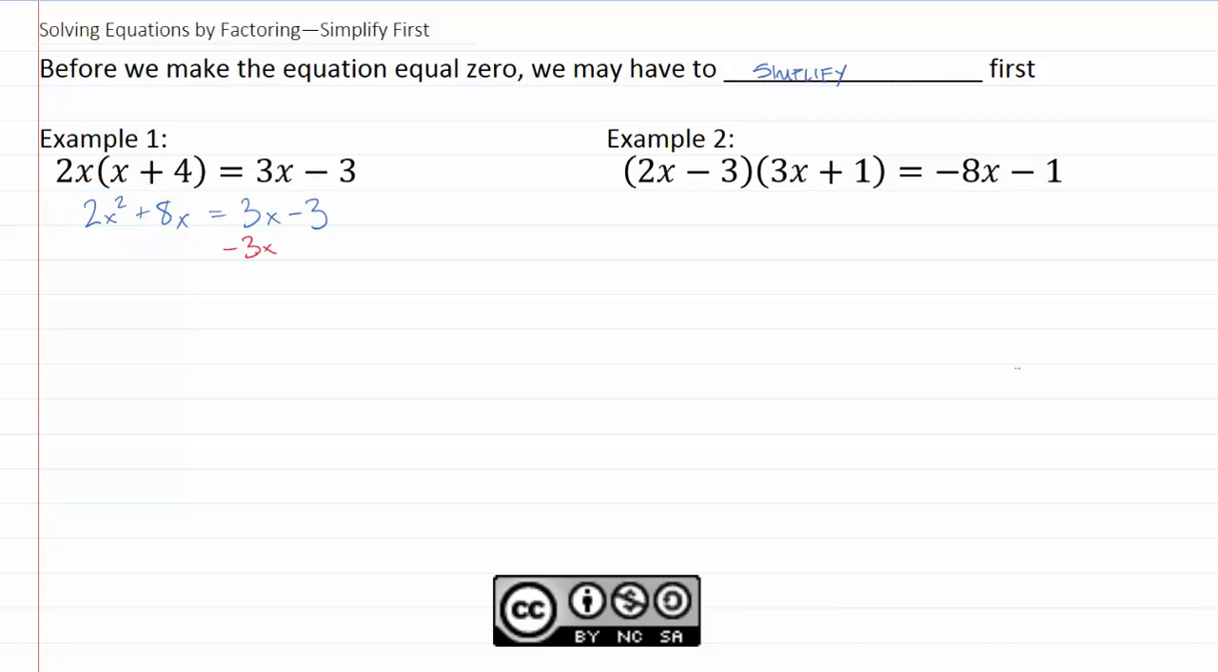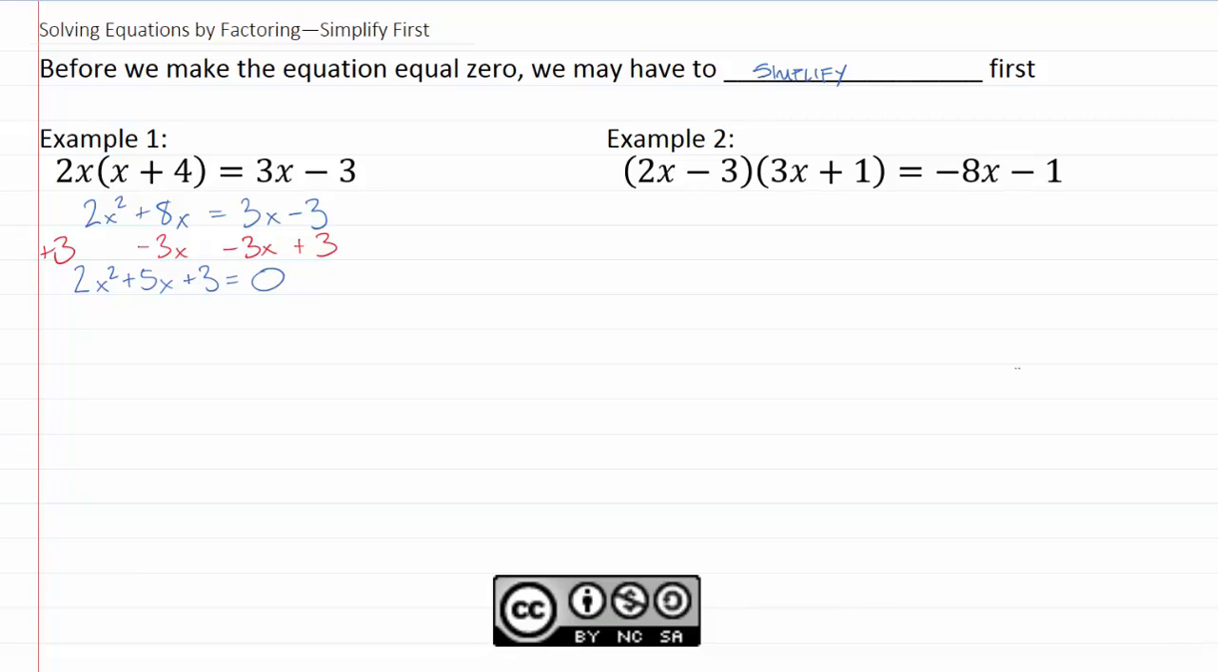Now I'll just subtract 3x from both sides. I will add 3 to both sides. And so I'll have 0 on one side, and the other side will have all the information I'll need. Remember, you can combine 8x and 3x. You get 5x. Then you have plus 3 is equal to 0. Then you can factor this.